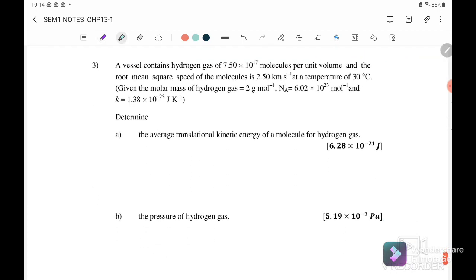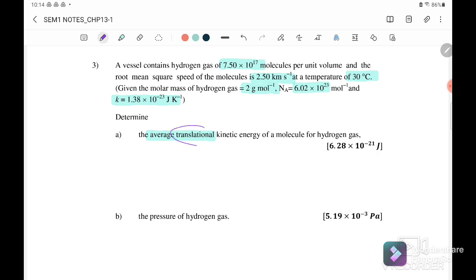Question number 3: a vessel contains hydrogen at 7.5 times 10 to the power of 17 molecules per unit volume, and the root mean square speed of the molecules is 2.5 km per second, and the temperature is 30 degrees Celsius. They give you the molar mass, the Avogadro number, and also the value of the constant k. Number 1, determine the average translational kinetic energy.